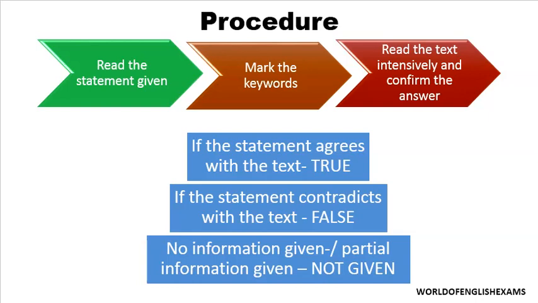Then if the statement contradicts the text, that is, the statement is telling something else which does not match what you see in the text, in that case you will give the answer as false. And if no information is given about it, or partial information is given, that is, half of the context matches and there is no information regarding the rest of the statement, then you go for the answer as not given. Okay, so this is the brief process of how to solve true, false, not given.